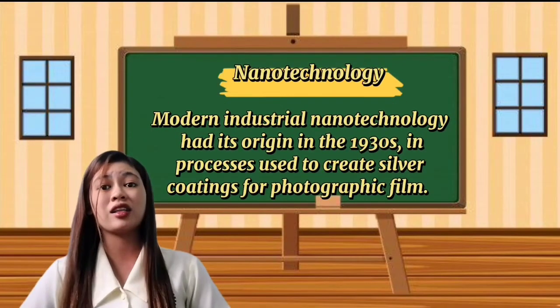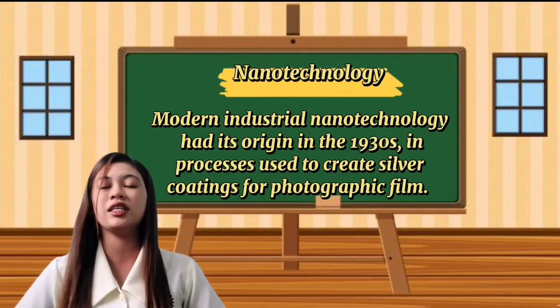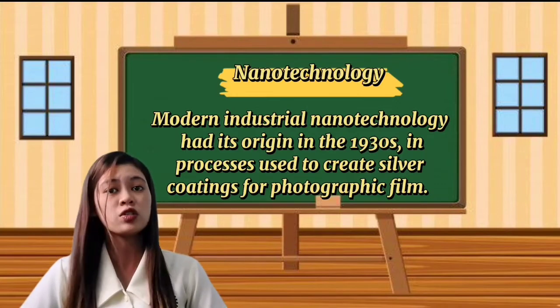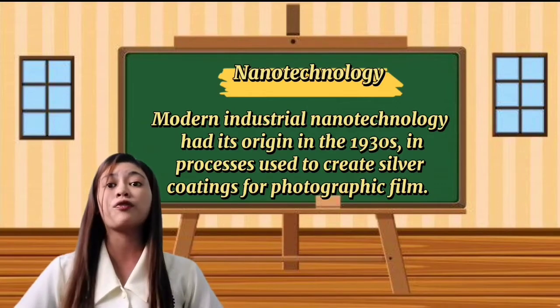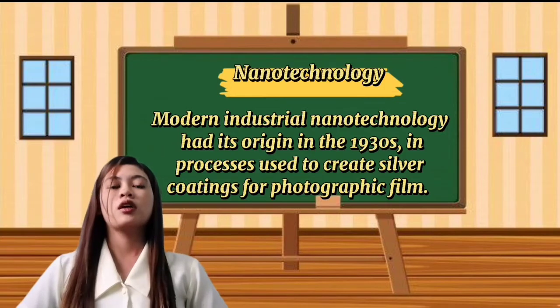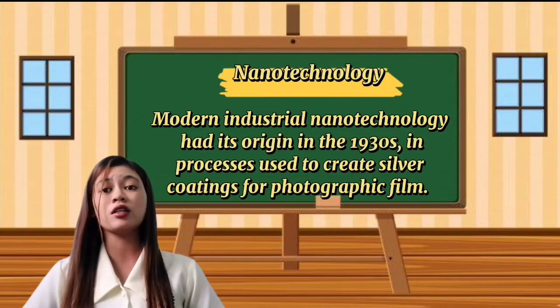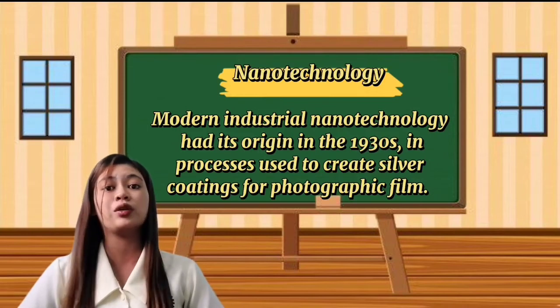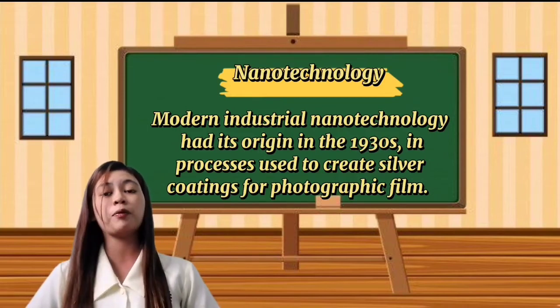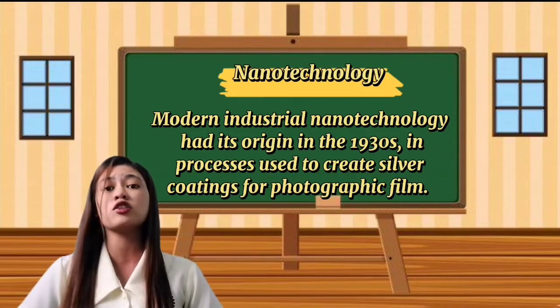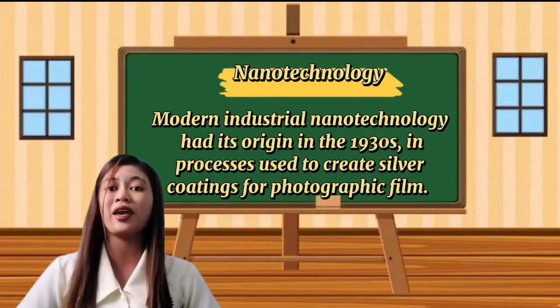Modern industrial nanotechnology had its origin in the 1930s in processes used to create silver coatings for photographic film. So the Abbasid dynasty used nanoparticles for the first time in the 9th century. Nanoparticles were employed in the Arab blades to allow things to change color depending on the viewing angle.